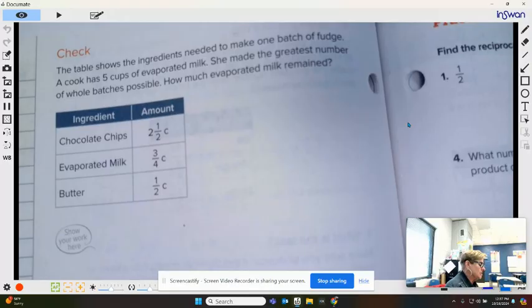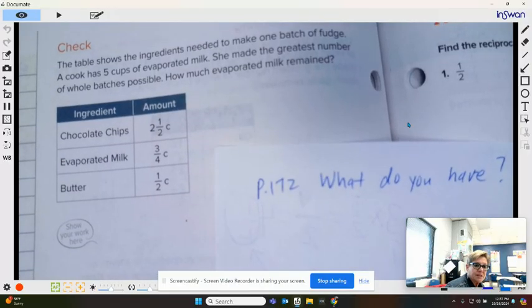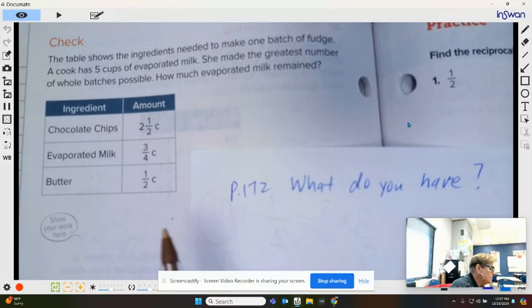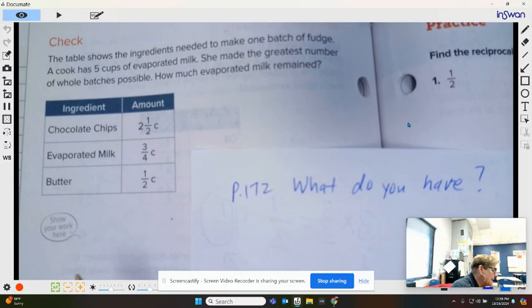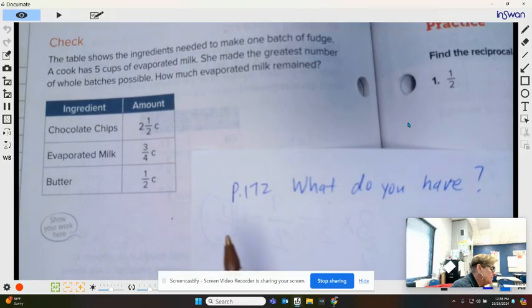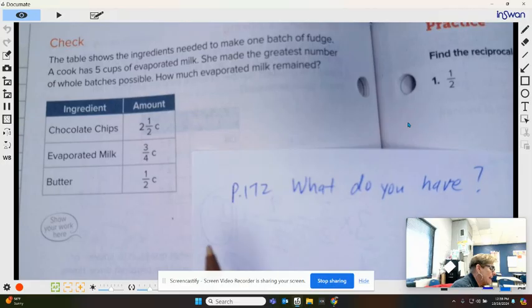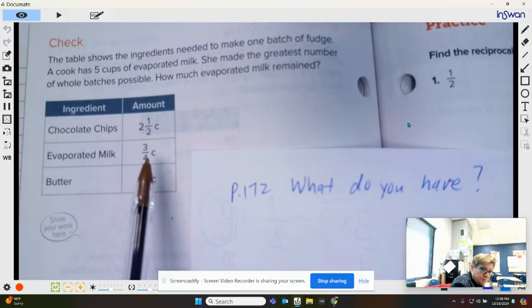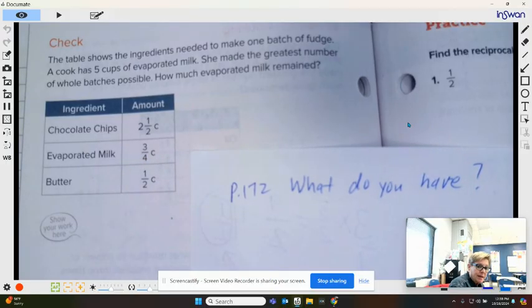So this question is another one. You're making a recipe, and it says the table shows the ingredients needed to make one batch of fudge. The cook has 5 cups of evaporated milk. She made the greatest number of whole batches possible. How much evaporated milk remained? So we want to know how much of the required amount, the 3/4, is remaining after.